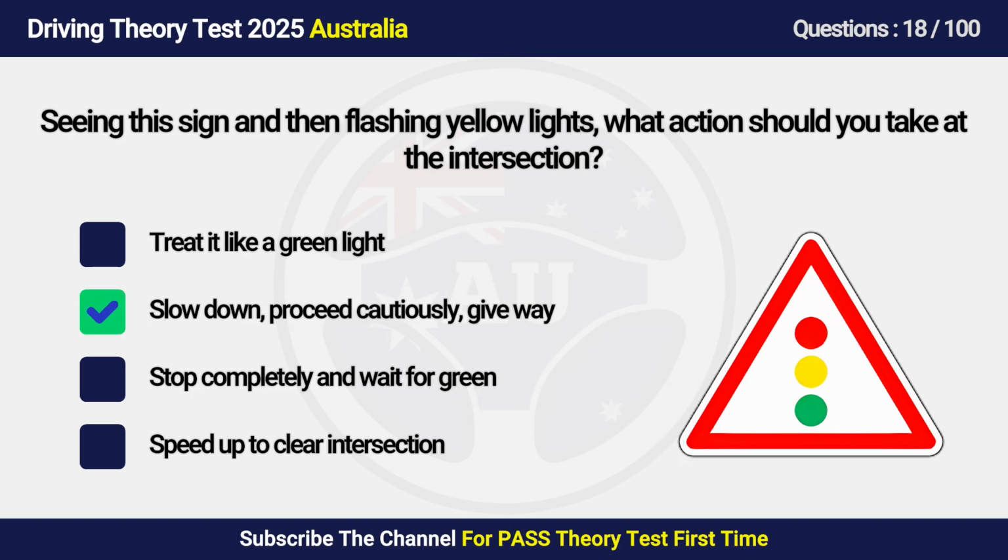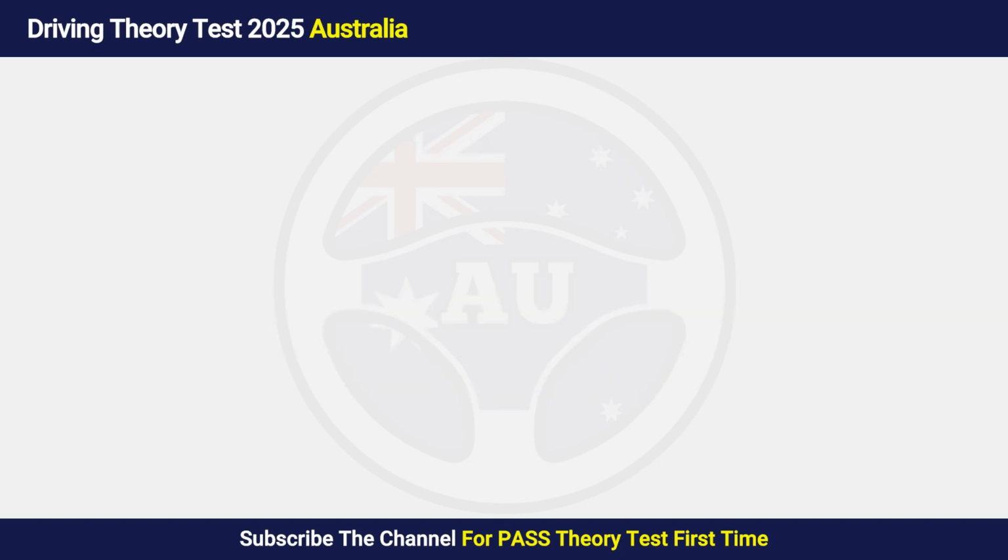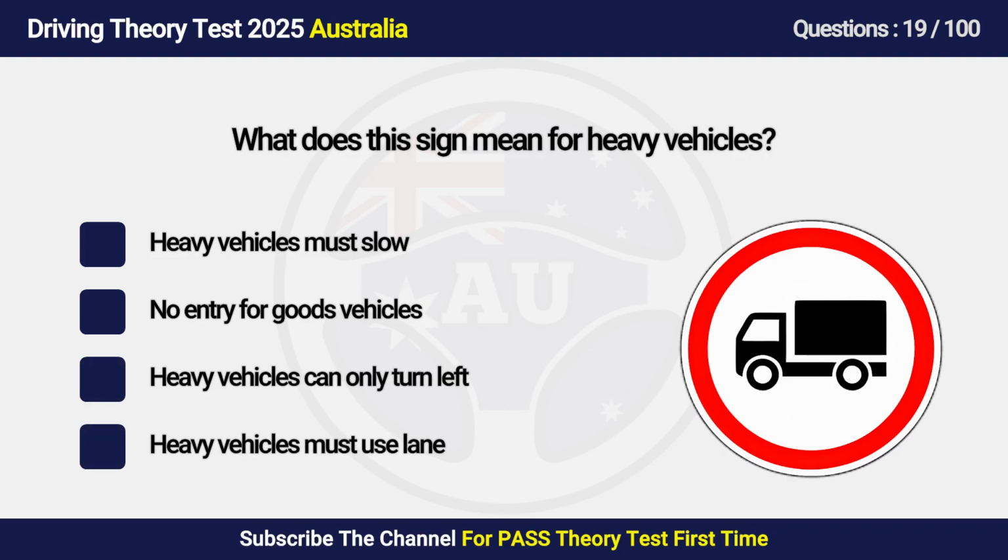Answer is B. Slow down, proceed cautiously, give way. The traffic light ahead sign with flashing yellow lights means to slow down, proceed with caution, and be prepared to give way as if it were a sign. Question 19. What does this sign mean for heavy vehicles?